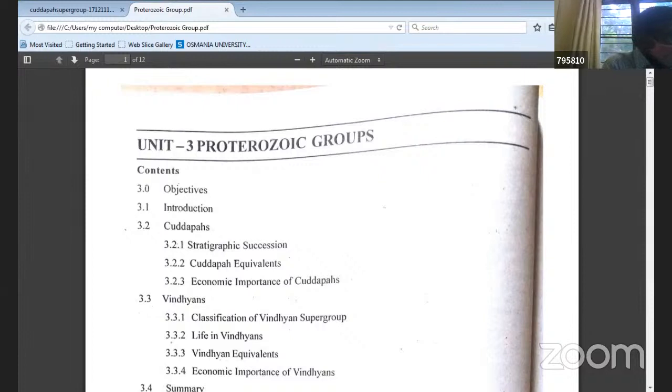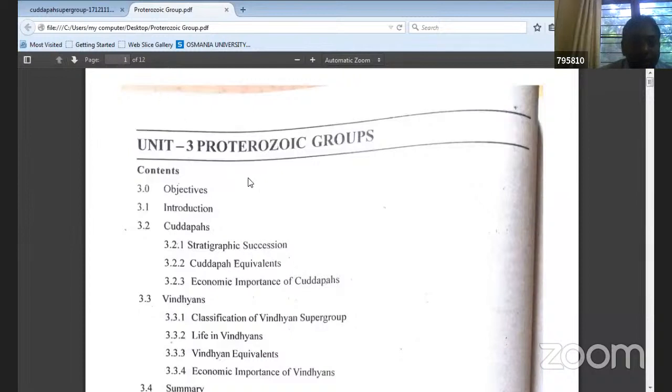And also, the Archean group is a mineralogically wealthy group, consisting of main deposits like iron ore, manganese, chromite, gold, copper, lead and zinc, tungsten, uranium, and nickel. Mineralogically, it has its own development. And today we are going to discuss the Proterozoic group.